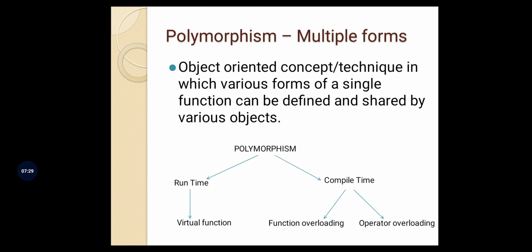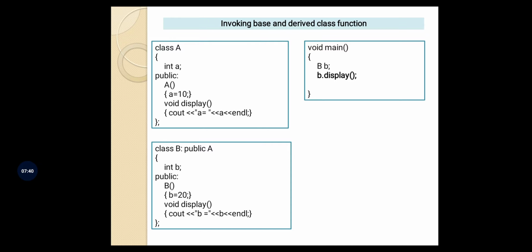Static polymorphism. All right. Now, examples for runtime virtual function, and examples for compile time function overloading and operator overloading. So this is all very clear. Now, before we move on to the actual concept of polymorphism, it's very important to understand how the functions are called, how the base class functions and the derived class functions are called, and how they differ with a pointer variable and how they differ with a normal object.